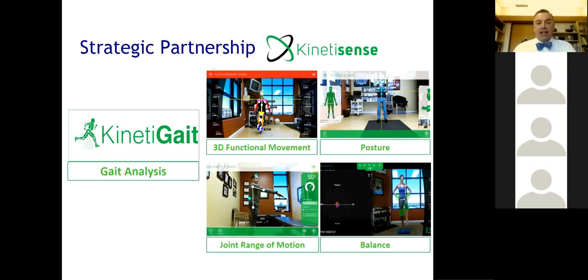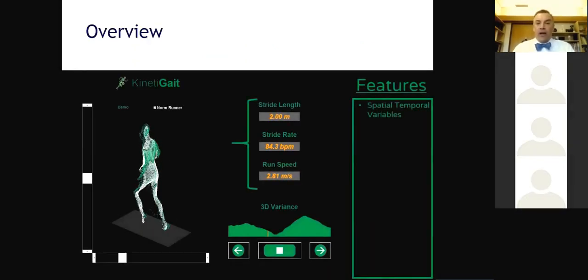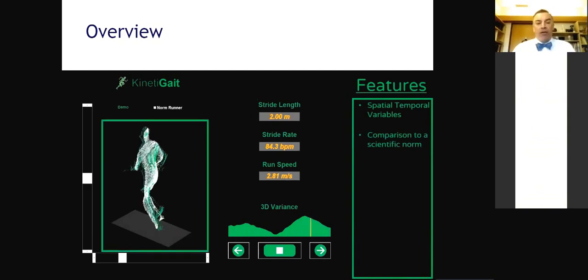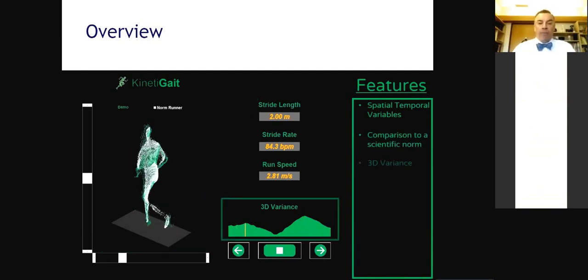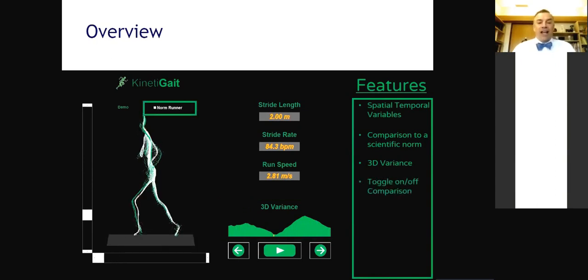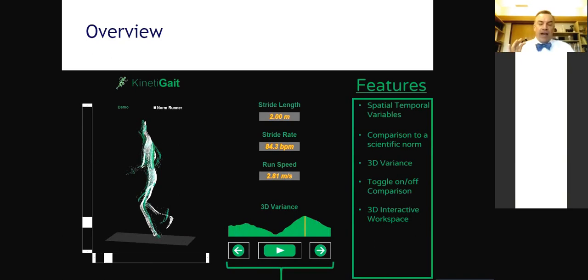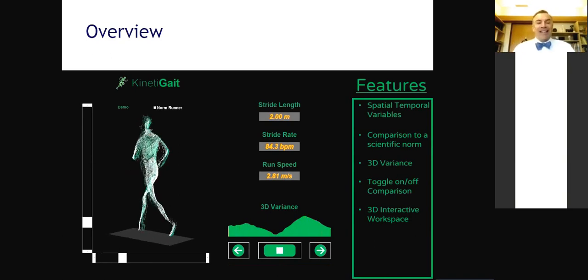This is the KinetiGait 3D workspace. There are spatial temporal variables, stride length, stride rate, run speed. We compare the patient to a scientific norm. So here's our patient in green. This is a three-dimensional workspace, and they are compared to a scientific norm. So let's call this person norm. So norm is hundreds and hundreds of runners that we have put together as an exemplar.